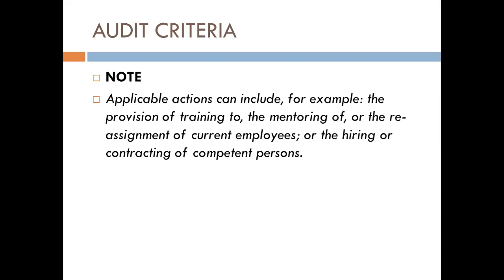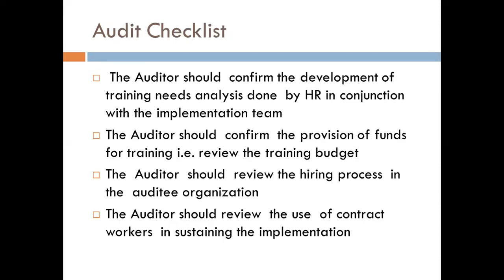All right. So the standard went ahead and gave us some explanation on what they mean by applicable actions. Now, audit checklists. The audit checklist for the auditor when you're auditing competence: the auditor should confirm the development of training needs analysis done by HR in conjunction with the implementation team.